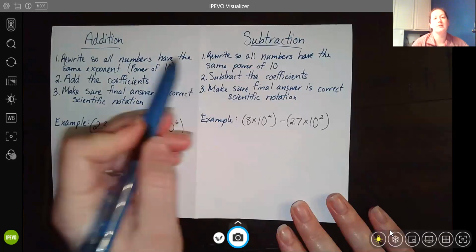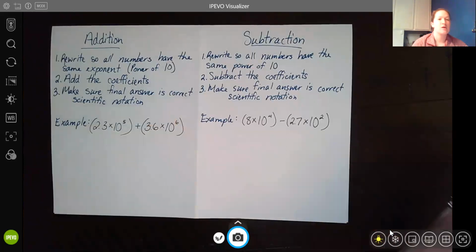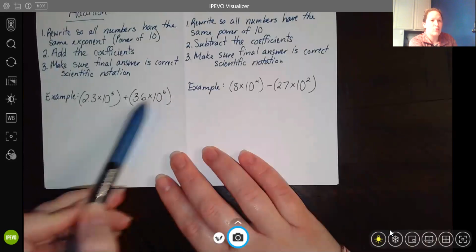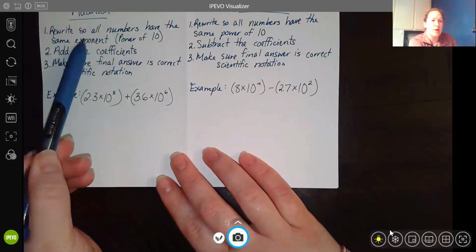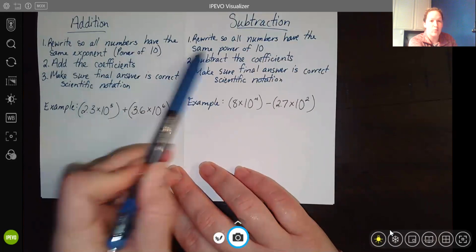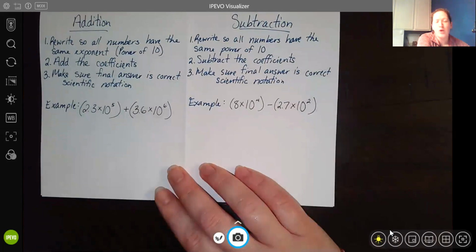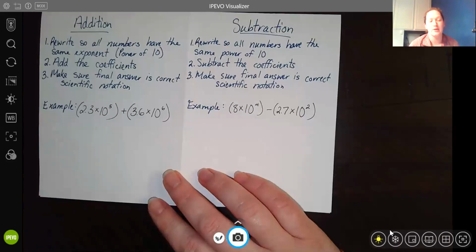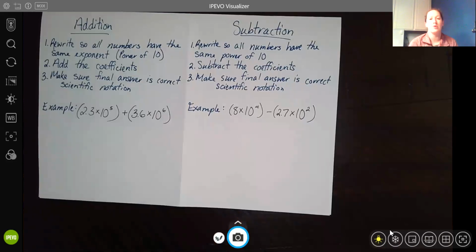Your very first step when you add or subtract numbers in scientific notation is, it's imperative, it's really important, that you rewrite any numbers when the exponents are different. Rewrite so that all your numbers have the same exponent, or the same power of 10. That step is the same for both addition and subtraction. We can't add or subtract until we have the same exponent for all of our pieces, our scientific notation numbers.